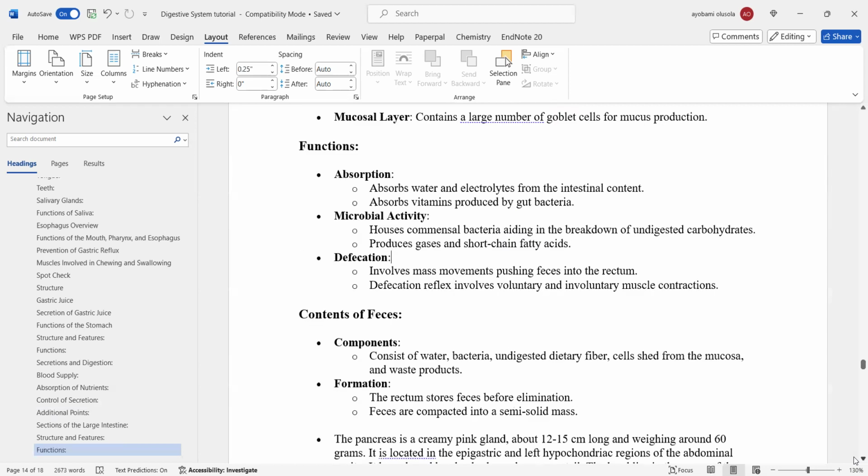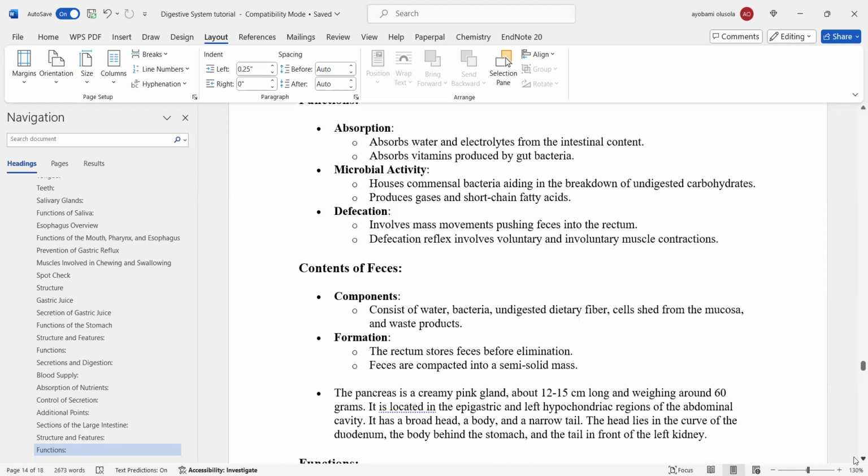Then some microbial activities take place in the large intestine. It houses commensal bacteria, meaning these bacteria are there, they are not harmful, okay? But they are deriving benefit from the human body, and the human too is deriving benefit from their presence. So what these bacteria do is that they break down undigested carbohydrates, and they also produce gas and short chain fatty acid.